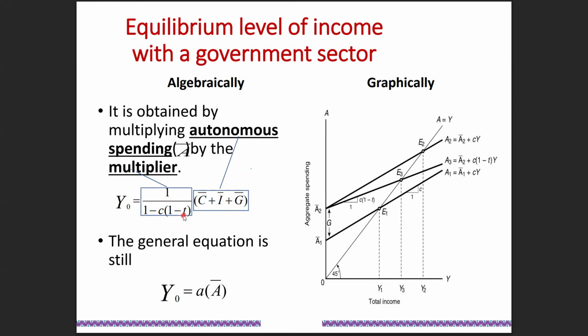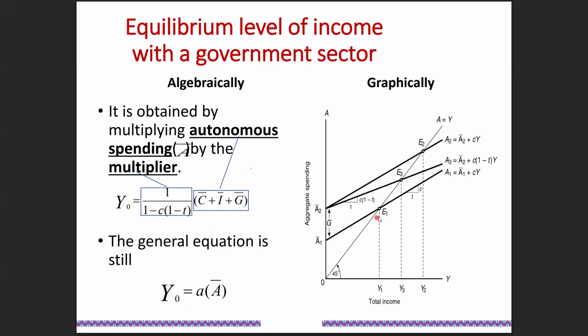And then the multiplier times autonomous aggregate expenditure, right? And remember, now we're looking at a three-sector model. So our autonomous aggregate expenditure is made out of autonomous consumption, autonomous investment, and autonomous government expenditure, right? So the general equation can be written as Y0 or Y star is equal to alpha, which is the multiplier, times aggregate autonomous expenditure, right? And then they're showing us here the same thing that we've been looking at.